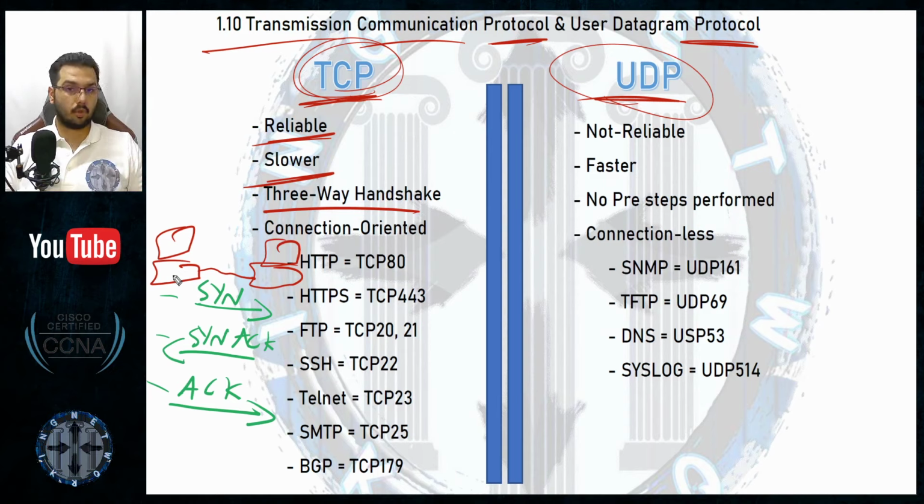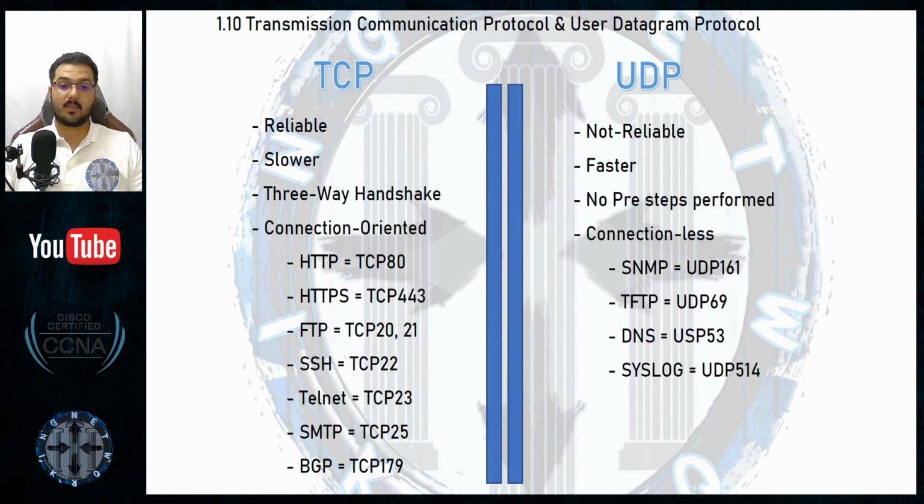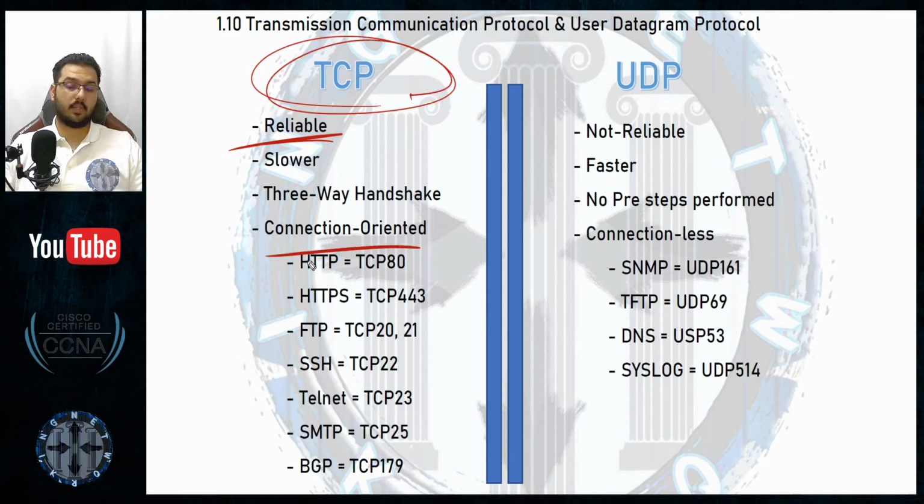For every session to be established between two devices where TCP is used, this process of three-way handshake will continuously be repeated. That's why it's reliable, and that's why this type of connection is called connection oriented.